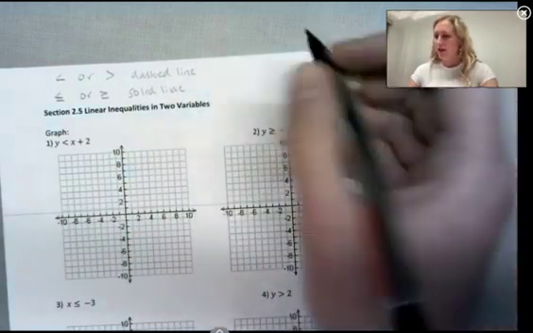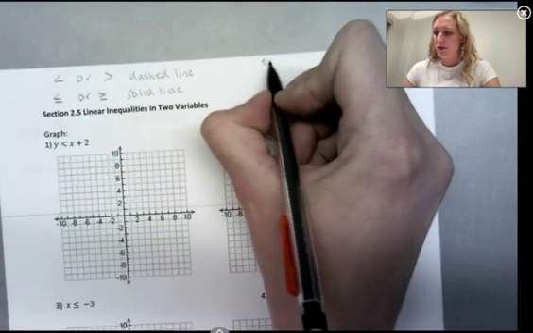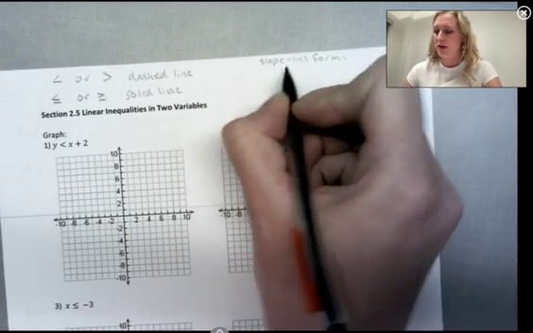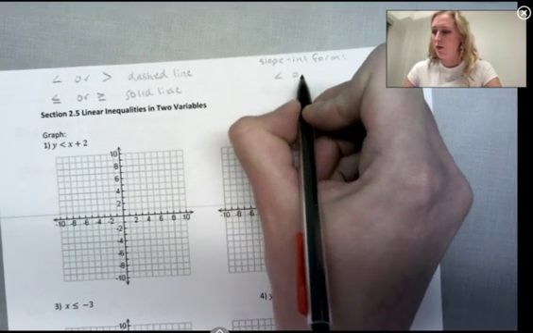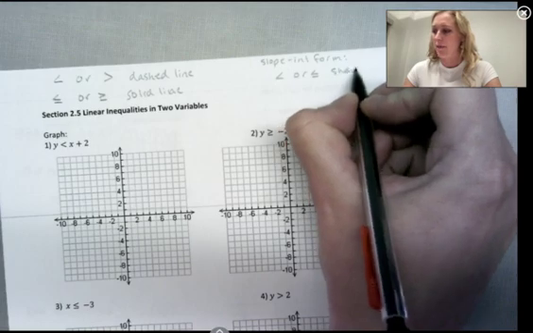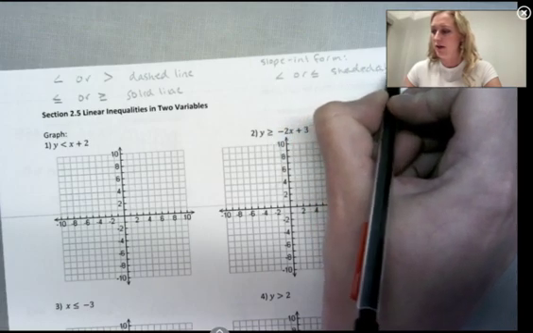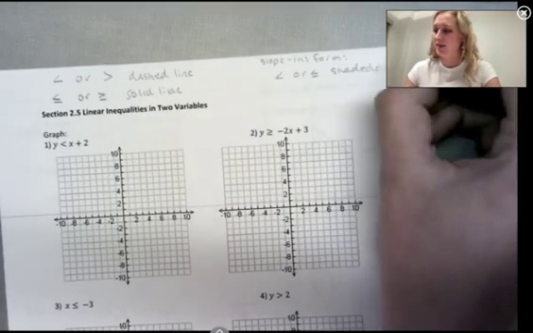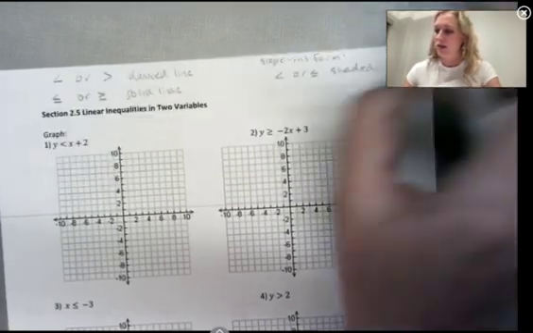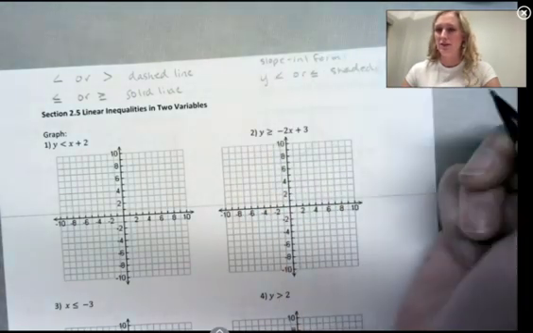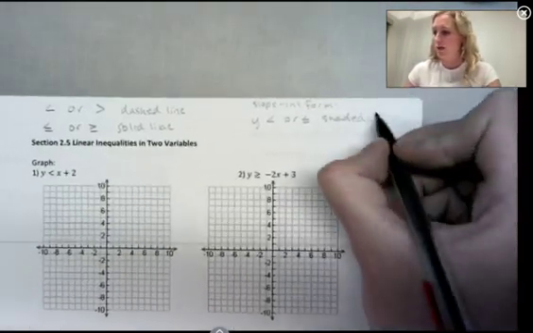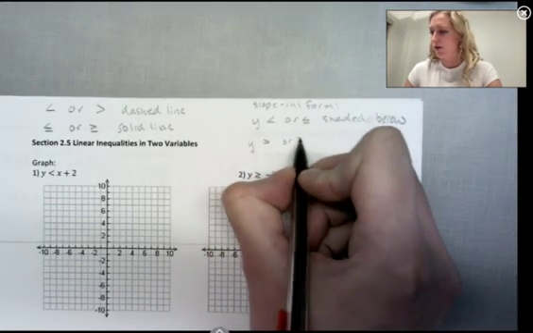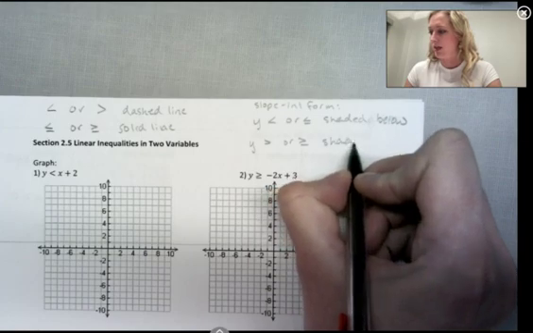Okay, and then when it's in slope-intercept form, if it is less than or equal to, we're going to shade above the line. And of course I wrote that backwards. If it's less than, excuse me, so y is less than or y is less than or equal to, we are going to shade below. And if it's y is greater than or equal to, we're going to shade above.